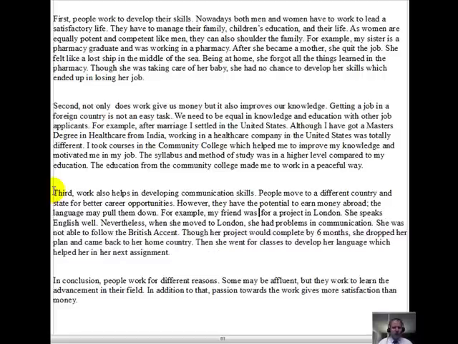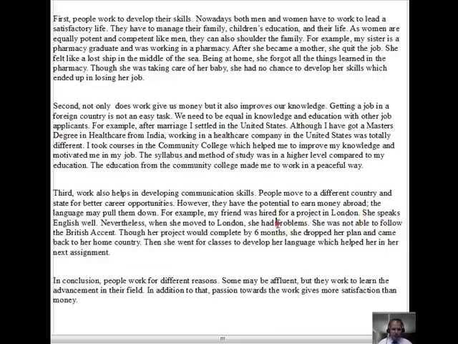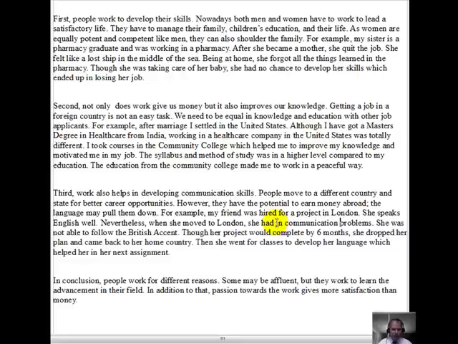I don't know, you want to say hired for a project in London maybe. She speaks English well. Nevertheless, when she moved to London, she had problems in communication. Let's take this idea here. My saying goes, if you can reduce a phrase to a single word, usually it's better, make your writing more concise. Nevertheless, when she moved to London, she had communication problems.